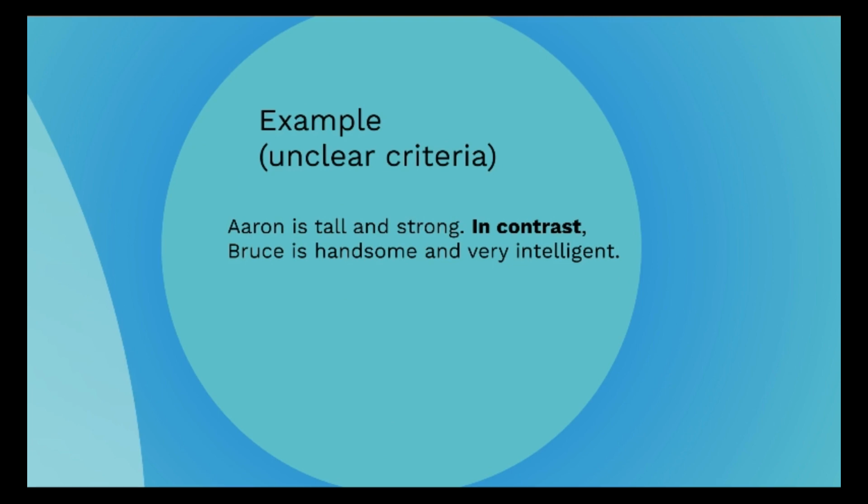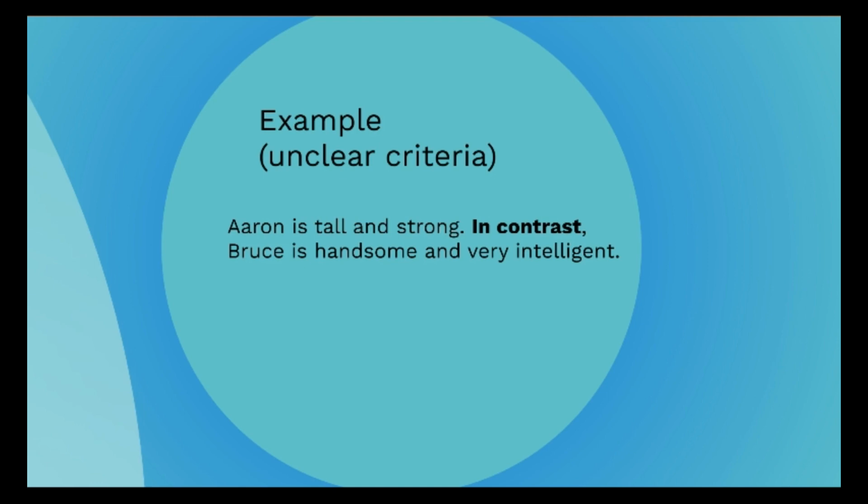Although the sentence has a contrast transition, the criteria for contrasting are not the same. The criteria used for Aaron are height, tall, and strength, strong. We would expect similar criteria to be used for Bruce. Maybe he is short and weak. But instead we have new criteria, namely appearance, handsome, and intelligence, intelligent. This is a common mistake for students when writing this type of paragraph or essay.